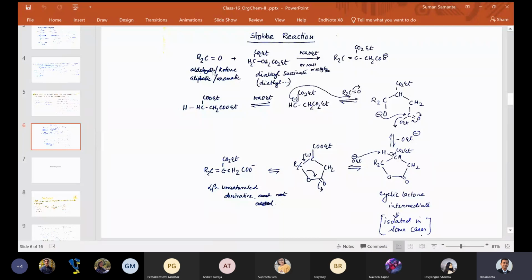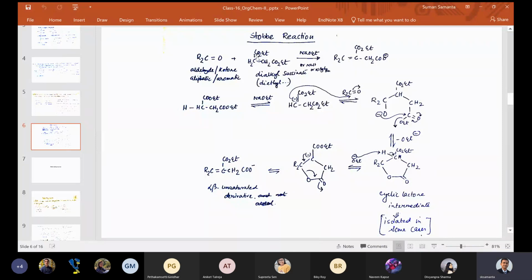Generally, in Knoevenagel reaction, you take an active methylene compound. In this case, of course, it is also active, but it is not as active as the previous case, and that is why in this case you need to take a very strong base. Sodium ethoxide is a very strong base as compared to pyridine or piperidine, correct? Because these are not as active as your diethyl malonate.